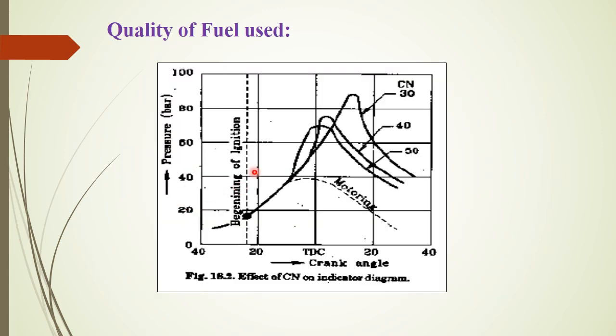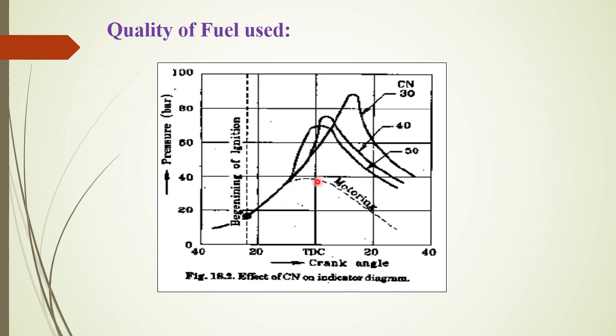Then quality of fuel. Which quality of fuel is used? That means a particular cetane number. The physical and chemical properties of fuel are very important for the delay period. The most important property is the chemical delay, that is, the self-ignition temperature of that fuel. The lower the self-ignition temperature, the lower the delay period.